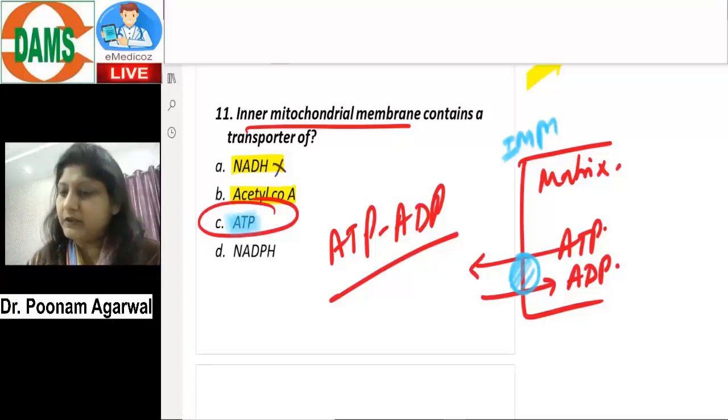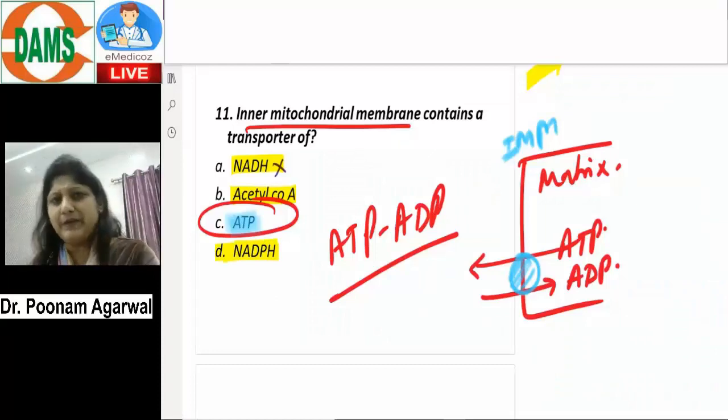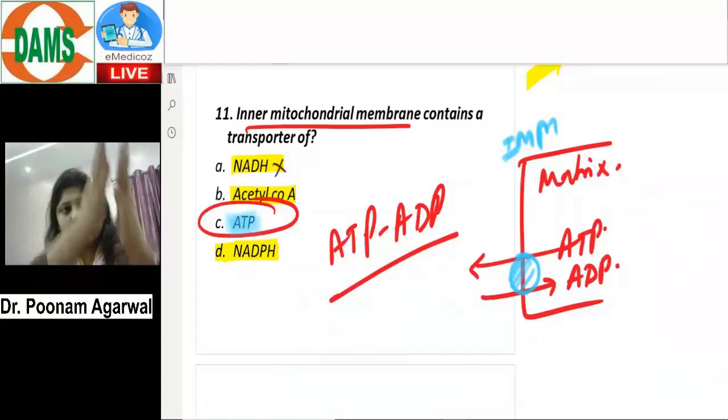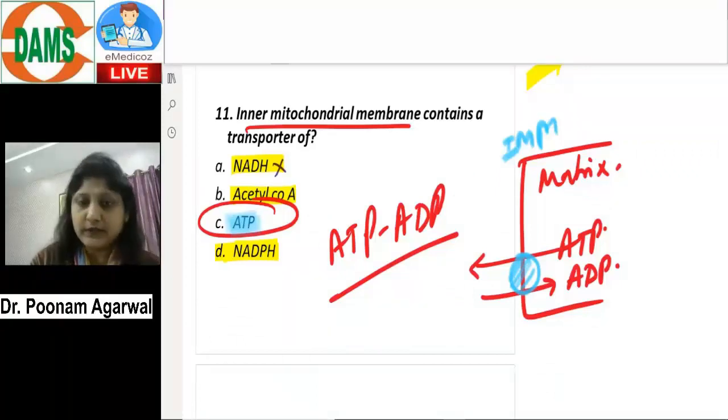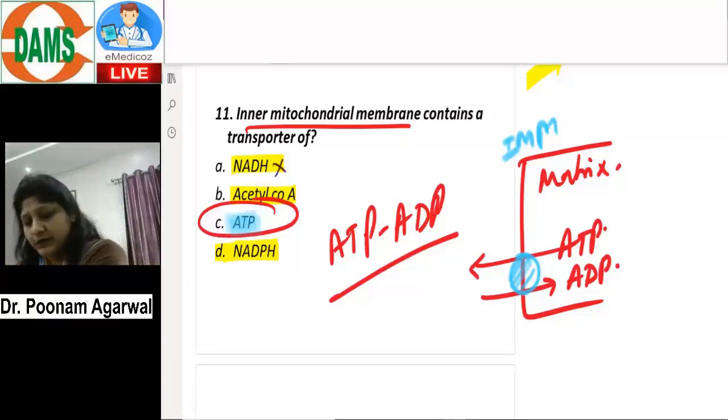Right. And when we talk about NADPH, see, NADPH does not have to go into the matrix. NADPH is something which is produced in the cytosol, and NADPH is something which is utilized in the cytosol itself. Mitochondria says, I don't require you. So there is no transportation of NADPH across the membrane.